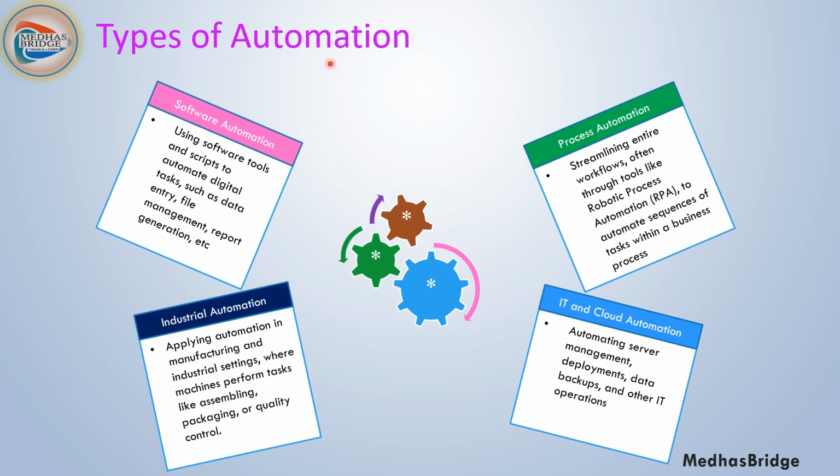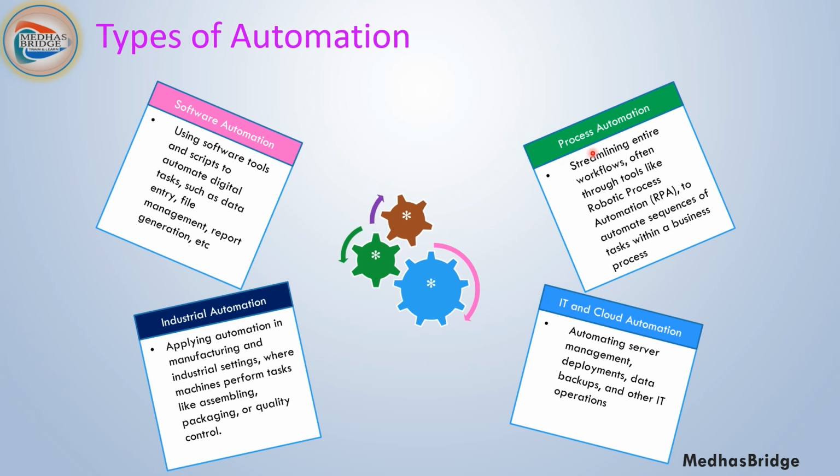Types of automation. We have software automation, industrial automation, process automation, and IT and cloud automation. In software automation, we use software tools and scripts to automate digital tasks such as data entry, file management, report generation, etc. Whereas industrial automation is applying automation in manufacturing and industrial settings where machines perform tasks like assembling, packaging, and quality control. This is what we call industrial automation.